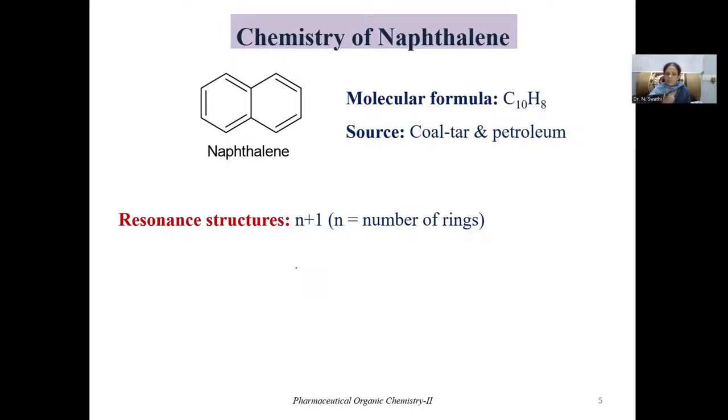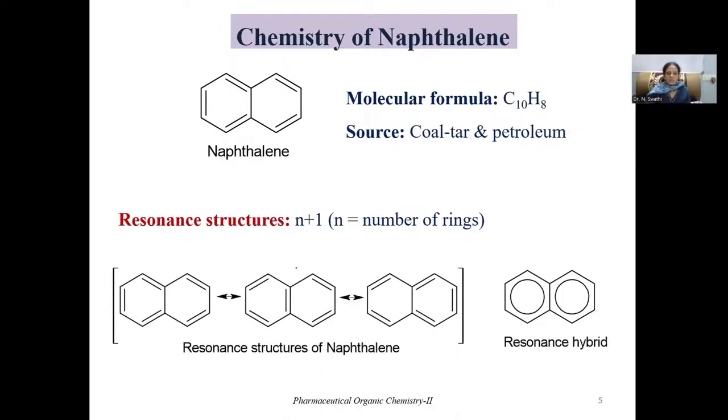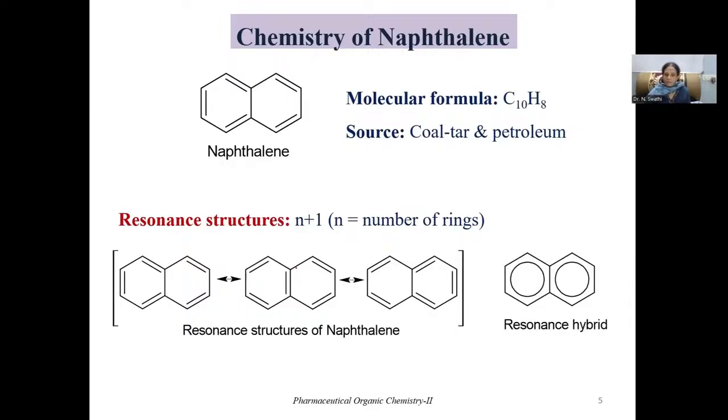So if you consider naphthalene as an example, naphthalene consists of 2 aromatic ring systems, so n equals 2. So 2 plus 1 means 3. That means the total number of resonance structures possible for naphthalene is 3. So these are the 3 resonance structures for naphthalene and its corresponding resonance hybrid.